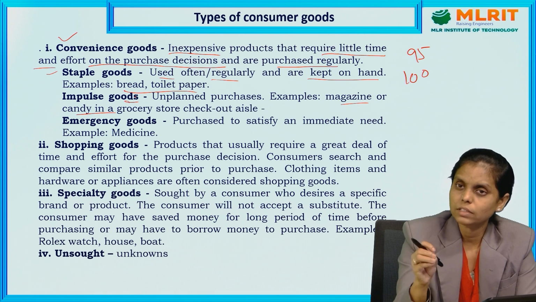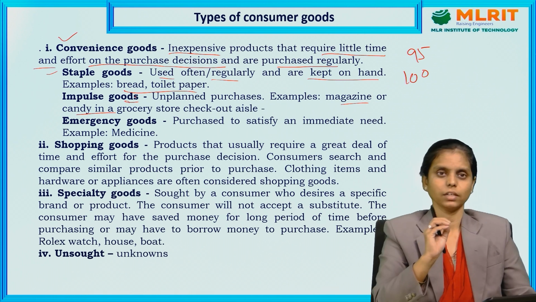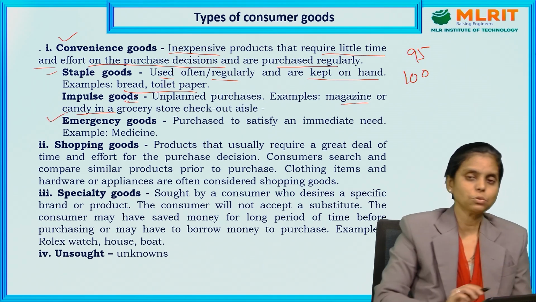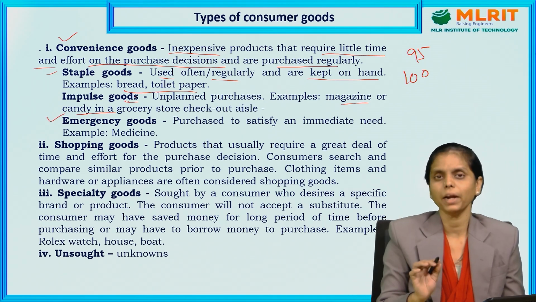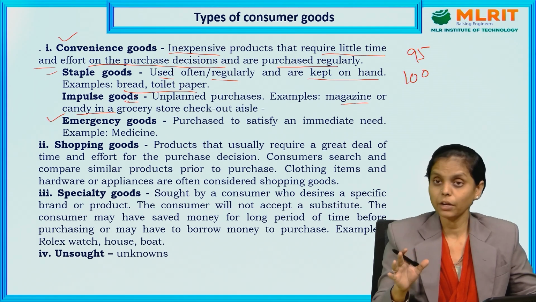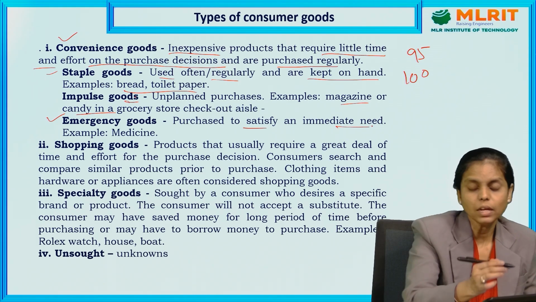This author, this brand, this newspaper, no other characteristics will be considered at this. Consider the last one, that is emergency goods. These are also unplanned, but this will be purchased in order to fulfill that immediate requirement now. Purchased to satisfy the immediate need.